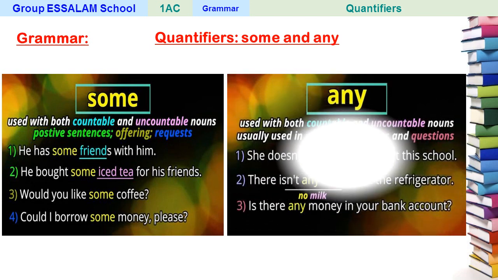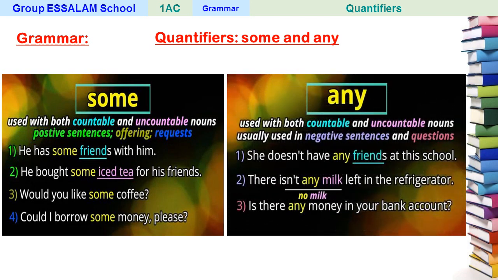And about any, here is the summary about any. Any is used with both countable and uncountable nouns, usually used in negative sentences and questions. Okay? For example, she doesn't have any friends at this school. This sentence is a negative sentence. Yes or no? And we have here friends. Friend is a countable noun. That's why we add the S.